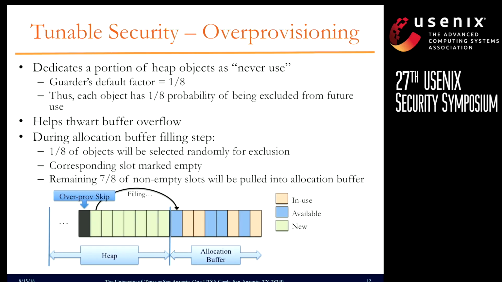When the allocation buffer falls below half full, it will initiate that filling step, at which point Garder will randomly select 1 out of 8 new objects positioned at the top of the heap and skip them, which will cause them to never be used. The remaining 7 out of 8 objects will be used for the filling operation. Now this figure is actually a simplification of how Garder actually performs the overprovisioning, but we reduce the number of random operations required by 7/8 compared to the naive method of just computing probabilities for each of these objects. If you're interested in the specifics of the implementation, it's explained in section 4.2 of the paper.